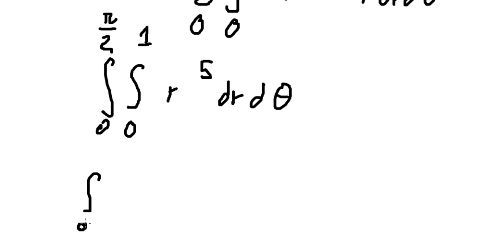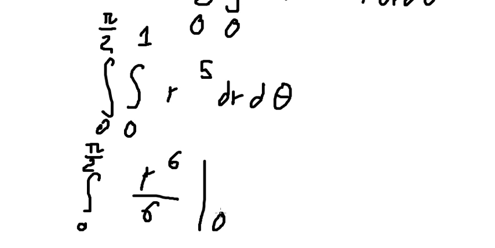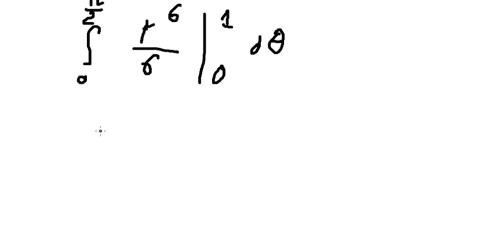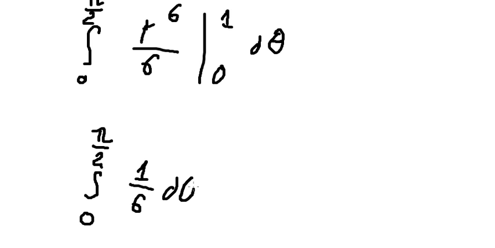The next one, the integration of r to the power of 5, we will have r to the power of 6 over 6. And we put the bounds from 0 to 1. So we put 1 in here, 0 in here. So we just have only 1 over 6.